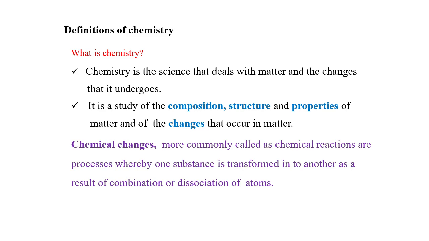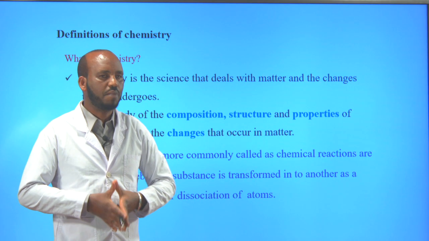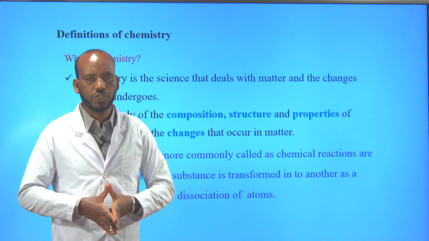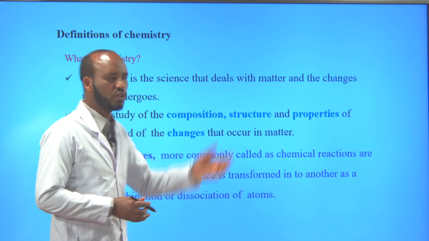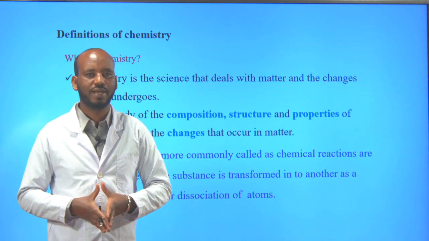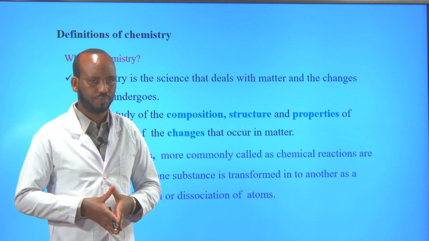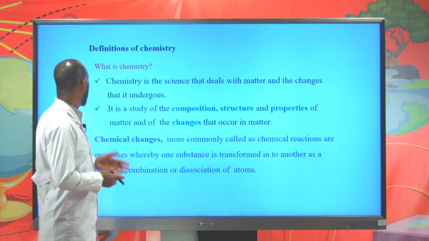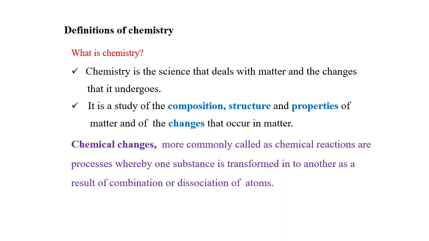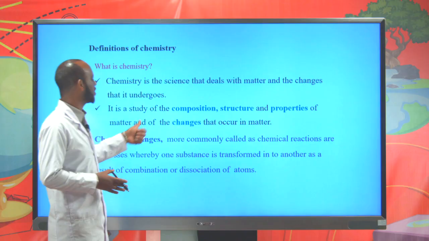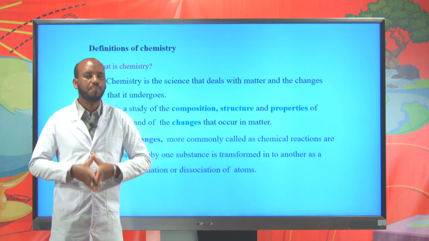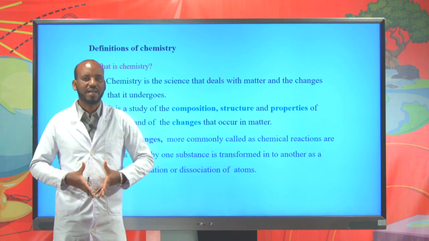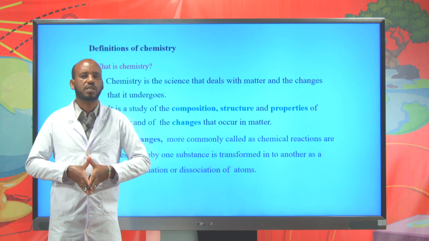Definition of chemistry. What is chemistry? This is a very good question. Chemistry is defined as the science that deals with matter and the changes that it undergoes. Chemistry is the study of the composition of matter, structure of matter, and properties of matter and of the changes that occur in matter. Chemistry is quite simply the study of matter. Matter is anything that has mass and takes up space.